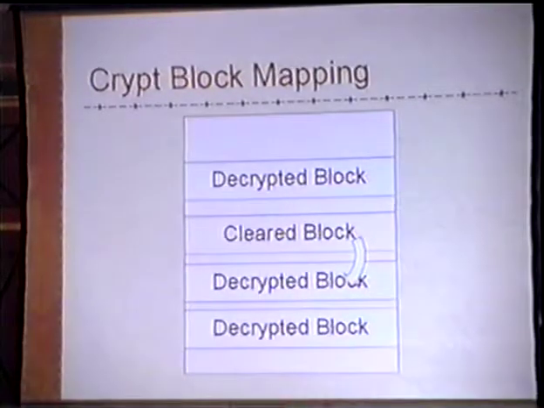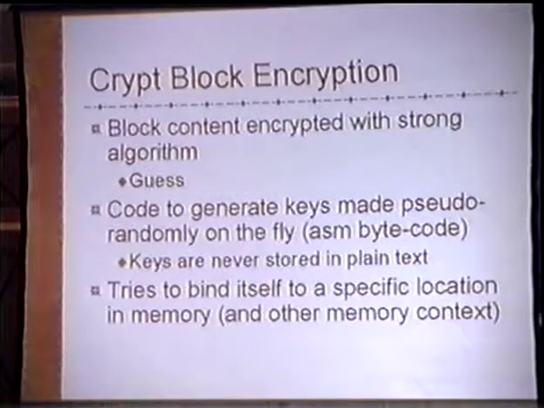So as you move from a cleared block to a decrypted block, the block becomes decrypted, another one becomes unmapped, and the block content itself is encrypted with a strong algorithm. So it's a reasonably simple and reasonably efficient algorithm, but it's strong. I'm not going to tell you what it is, but if you take the time to reverse engineer Shiva, you can go ahead and probably guess what it is pretty quickly.